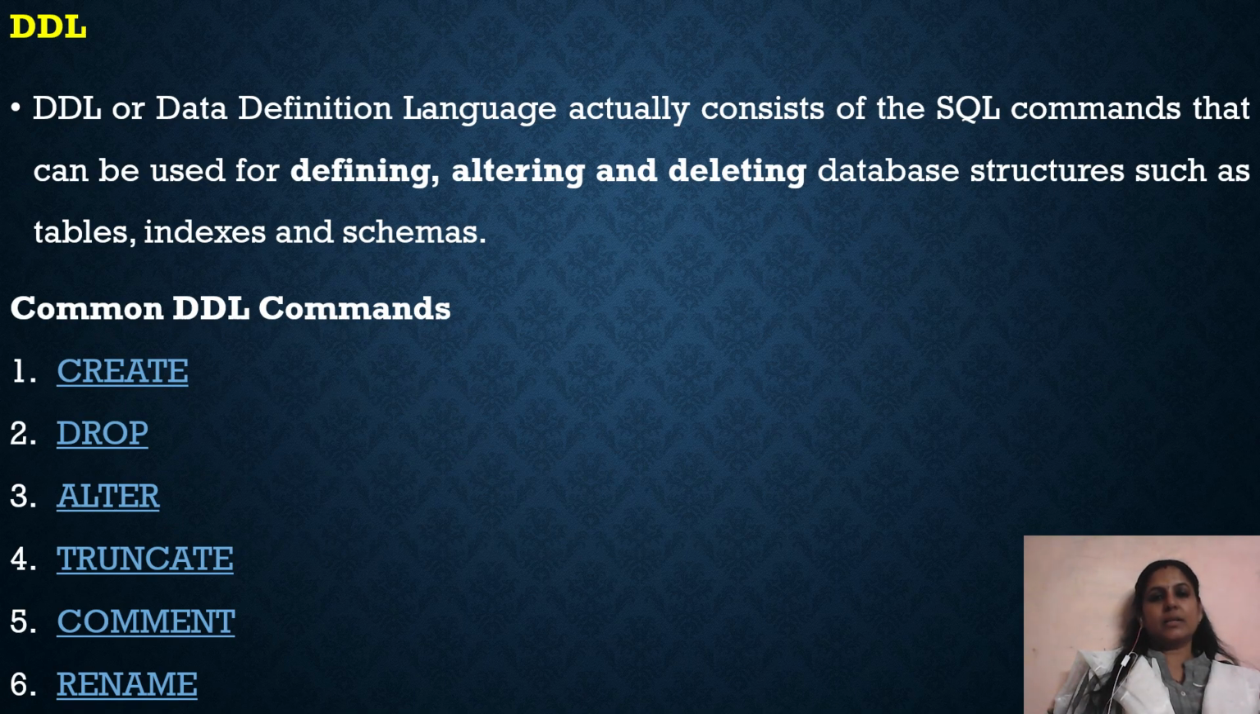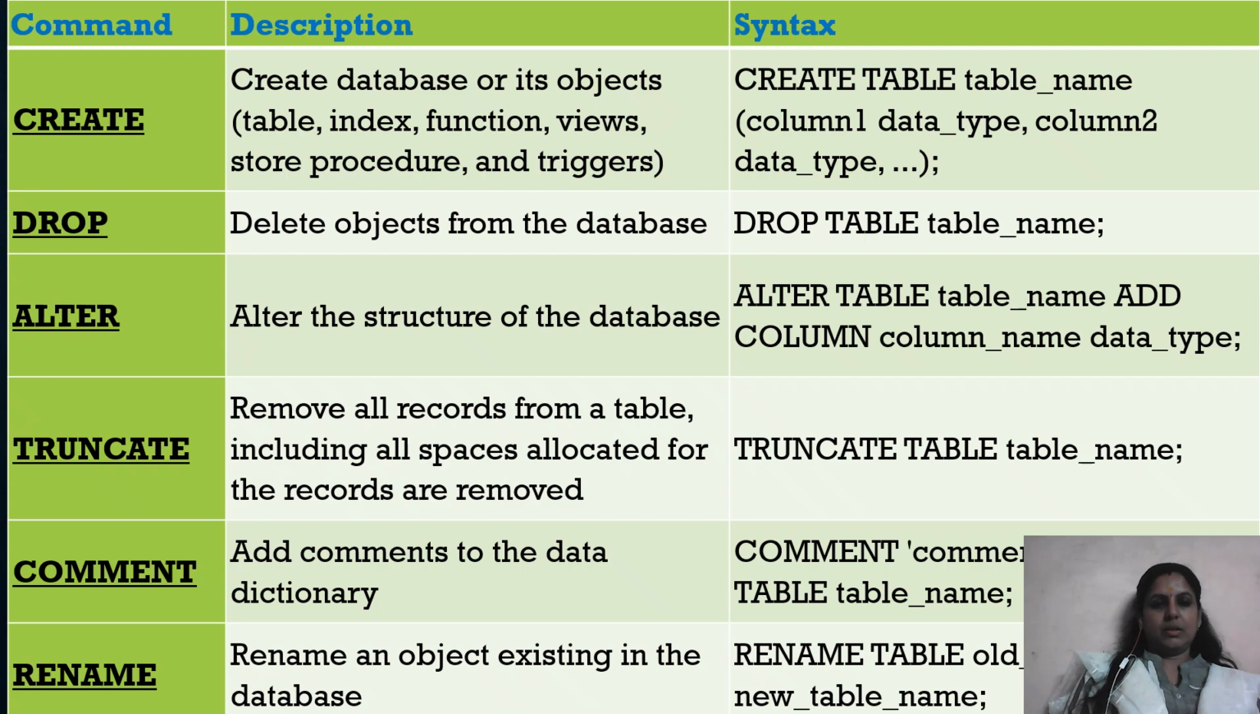DDL actually consists of the SQL commands. It can be used for deleting, altering, and defining the database structures such as tables, indexes, and schemas. So, common DDL commands are create, drop, alter, truncate, comment, rename. So, these are the commands which are used in DDL. The tabular column shows all the commands which are used in DDL.